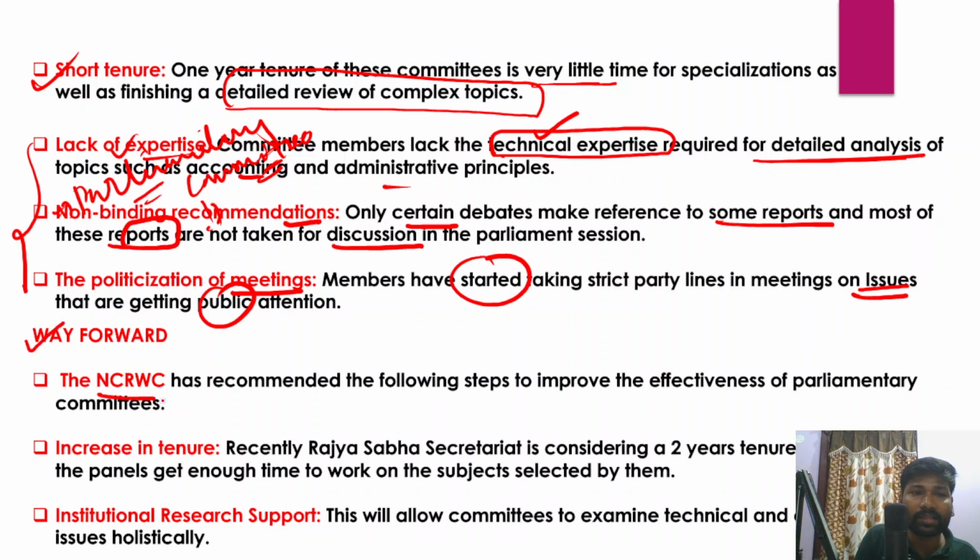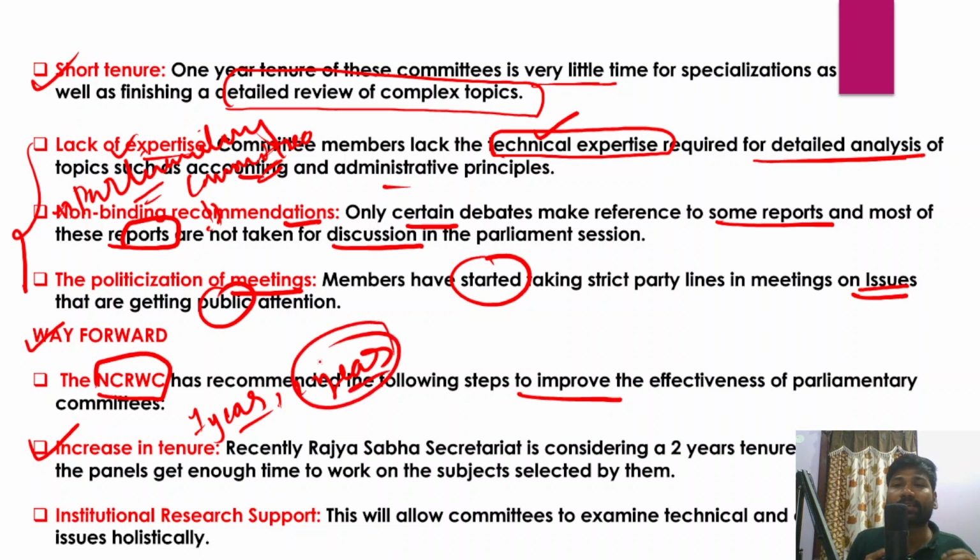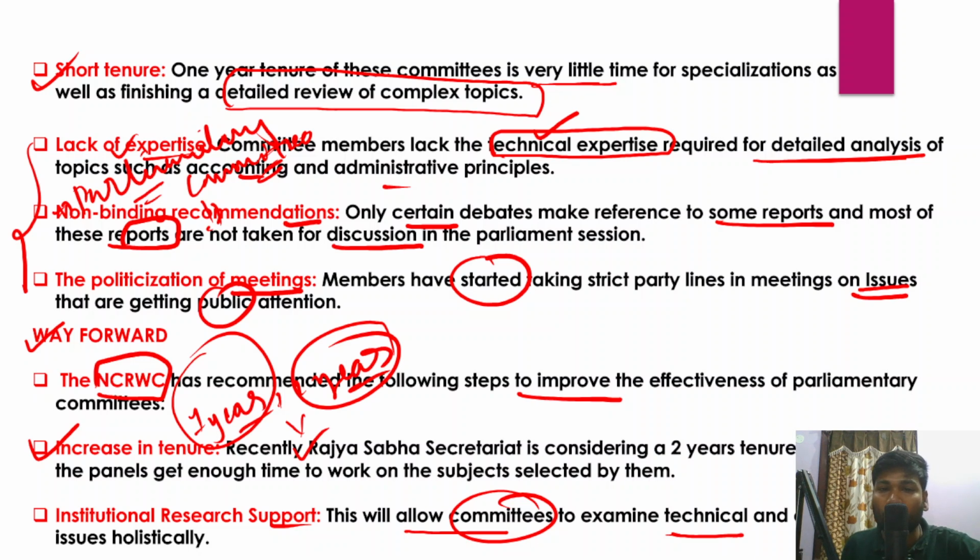The way forward: the National Commission to Review the Working of the Constitution has recommended the following steps to improve the effectiveness of parliamentary committees. For example, increasing tenure. The tenure should not be 1 year; instead it should be 2 years, for a more detailed analysis and better specialization, and that's how the parliamentary committees would be strengthened and deliberative democracy further strengthened. And there should be institutional research support, because this will allow committees to examine technical and complex policy issues more holistically.